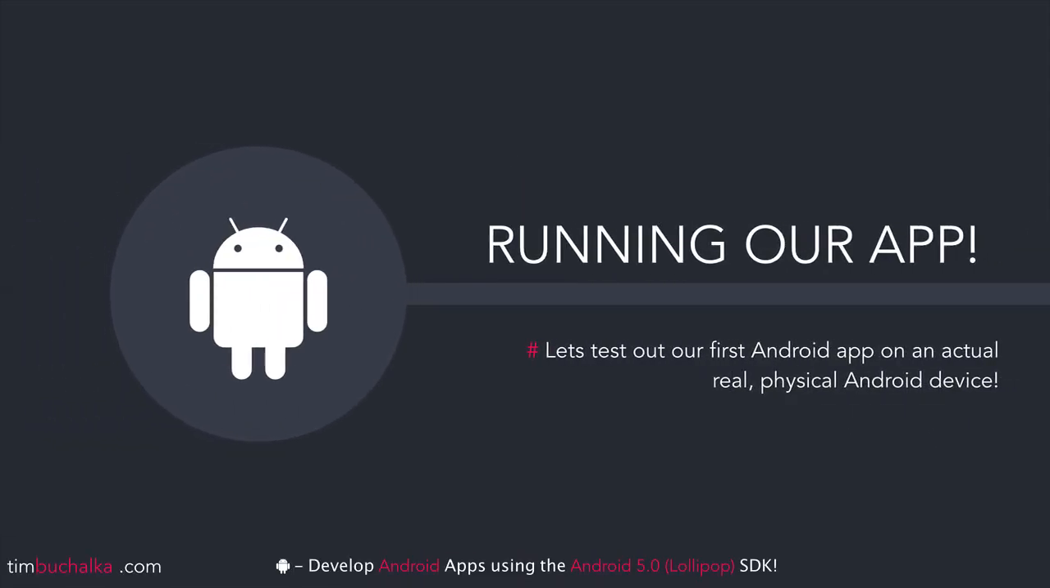Okay, in the previous video we ran our application in an Android virtual device, in an emulator in other words. We're now going to test out this same application on an actual real physical Android device. I'm just going to show you how to make sure that the device has been found by Eclipse, and then how to select it and run it. So let's get into that.